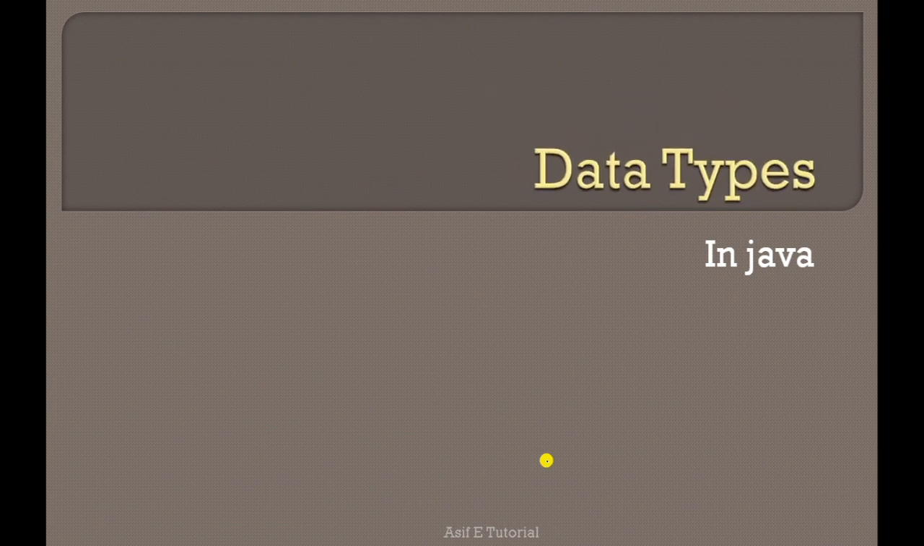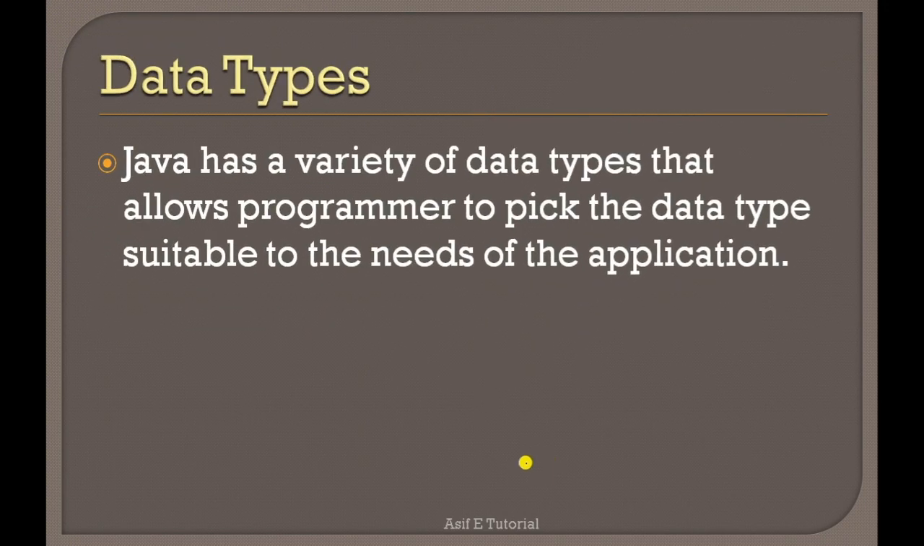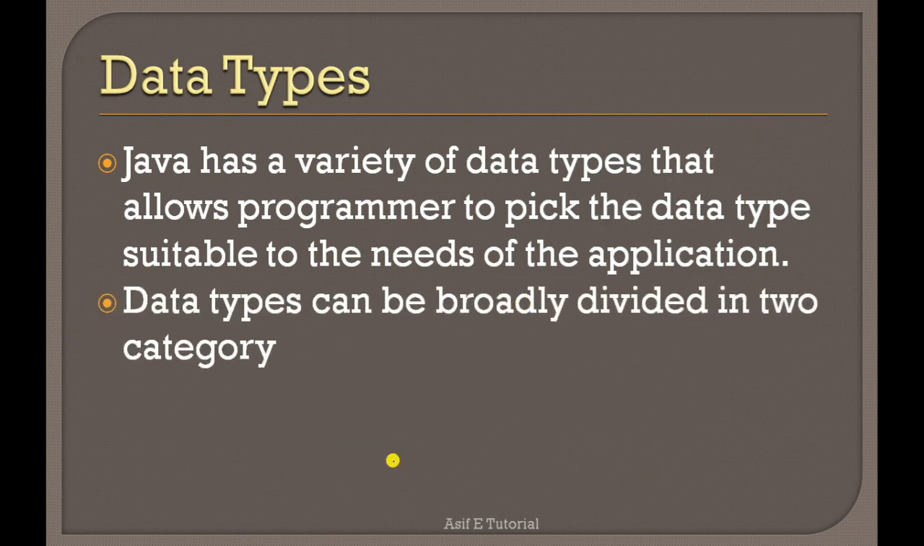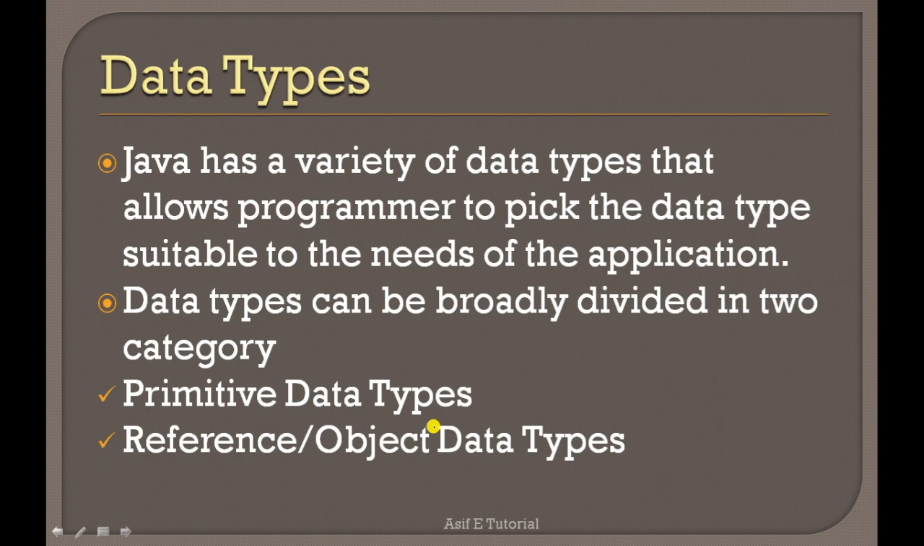Okay, now let us move ahead to data types. Java has a variety of data types that allow the programmer to pick the data type suitable to the needs of the application. It means in Java we have a lot of data types. According to the situation, according to the data, we can choose the data types available in the language. Data types can be broadly divided into two categories: primitive data types and reference or object data types.